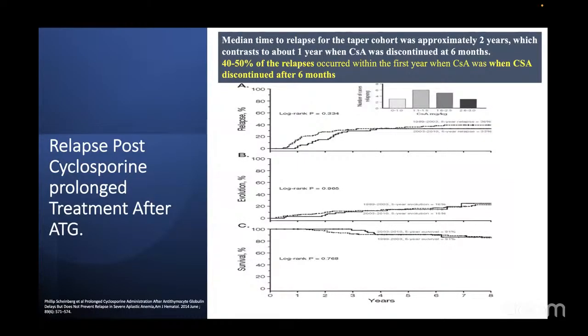Relapses post cyclosporin prolonged treatment after ATG. Median time to relapse for the taper cohort was approximately 2 years, in contrast to 1 year when CSA was discontinued at 6 months. 40 to 50% of the relapses occurred within the first year when CSA was discontinued after 6 months.